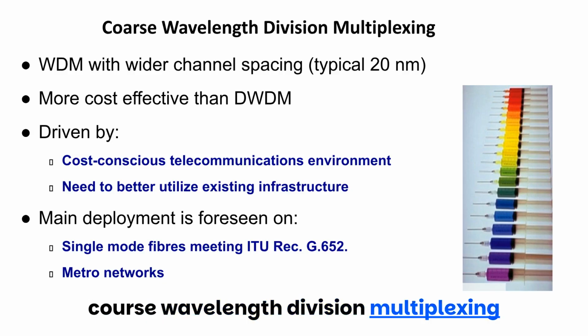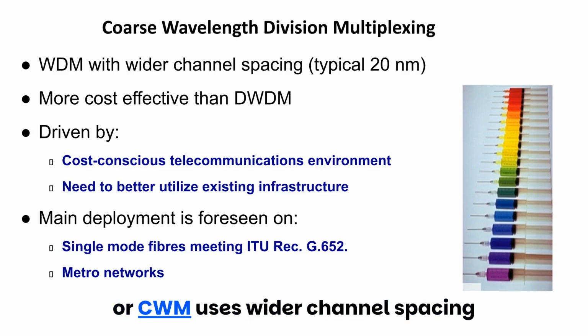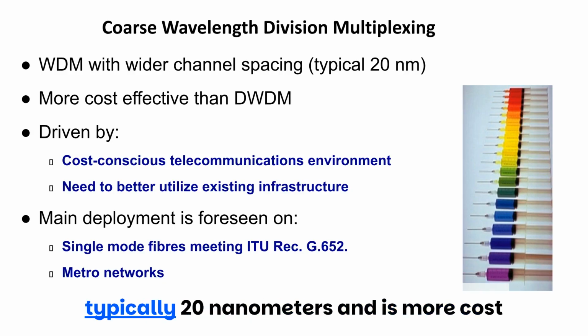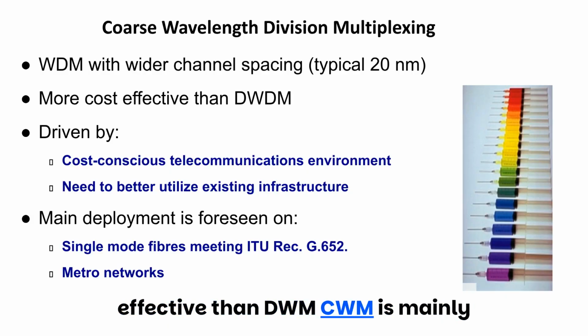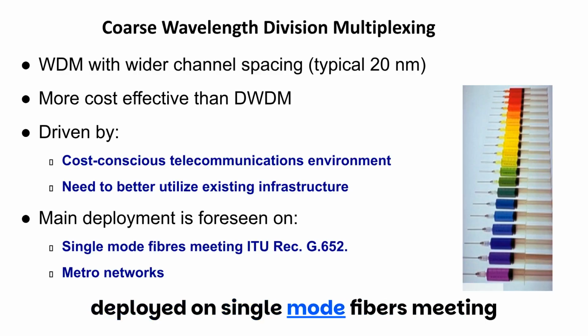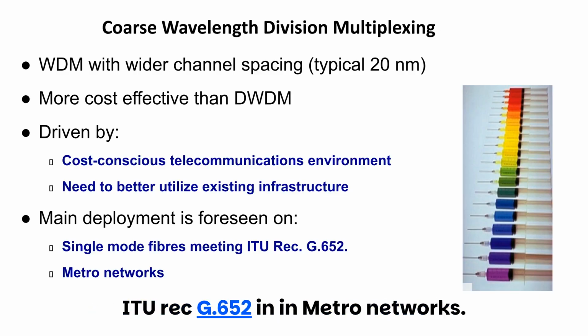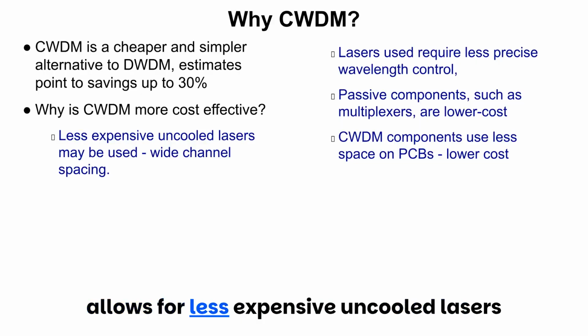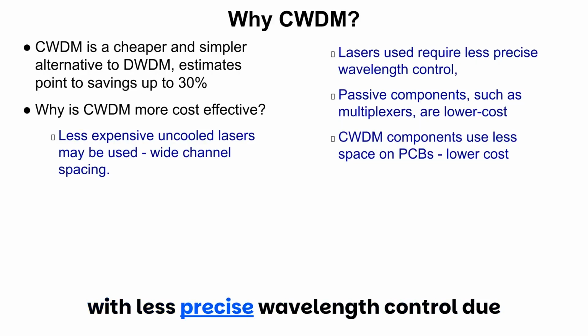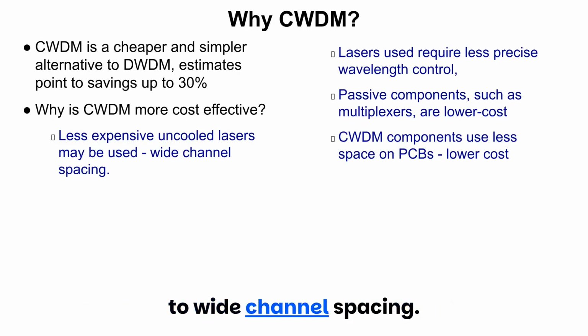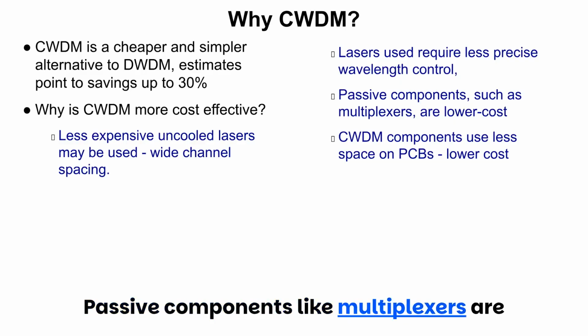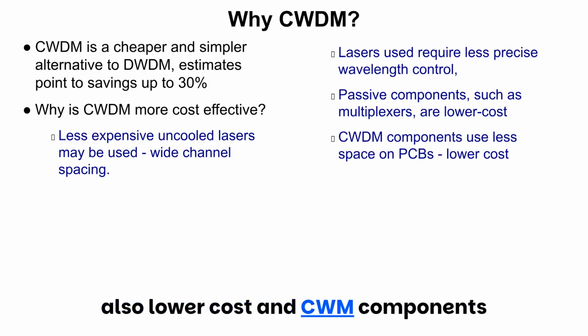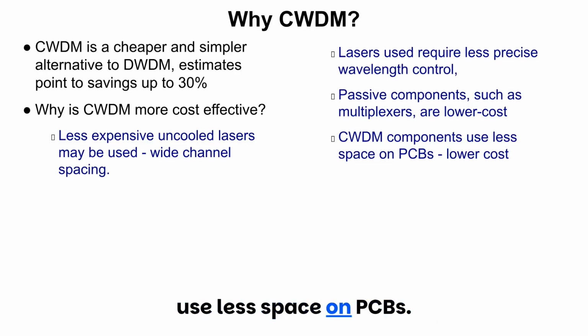Coarse wavelength division multiplexing, or CWDM, uses wider channel spacing, typically 20 nanometers, and is more cost-effective than DWDM. CWDM is mainly deployed on single-mode fibers meeting ITU Rec. G.652 and in metro networks. CWDM is more cost-effective because it allows for less expensive uncooled lasers with less precise wavelength control due to wide channel spacing. Passive components like multiplexers are also lower cost, and CWDM components use less space on PCBs.